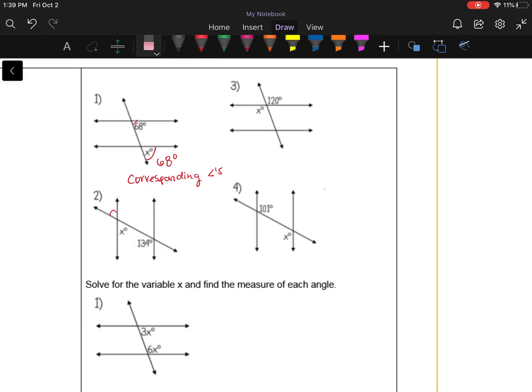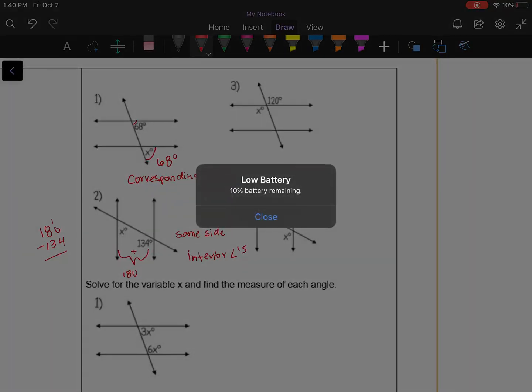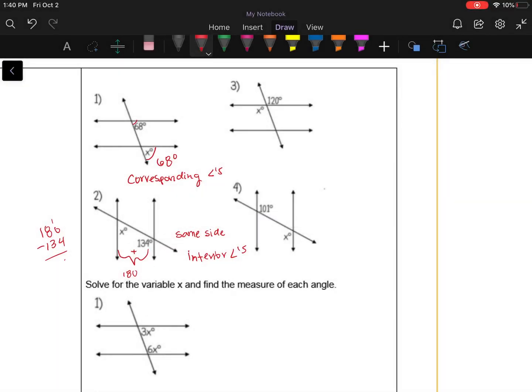Okay, this one, number 2. These guys are on the same side of the transversal and they are interiors. So same side interiors are supplementary. So when I add these guys together, I'm going to get 180. So I know that they're same side interiors. And then 180 minus 134 is 46. So x is going to equal 46.